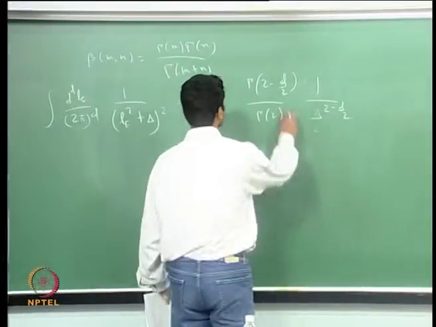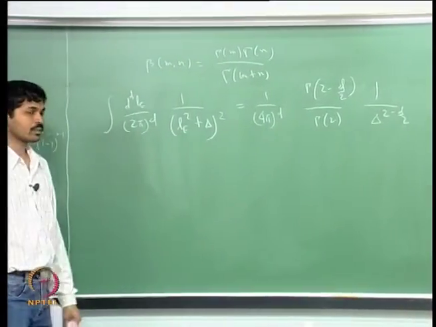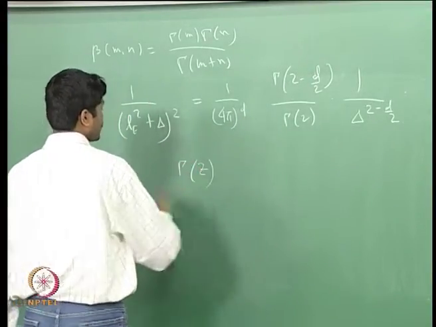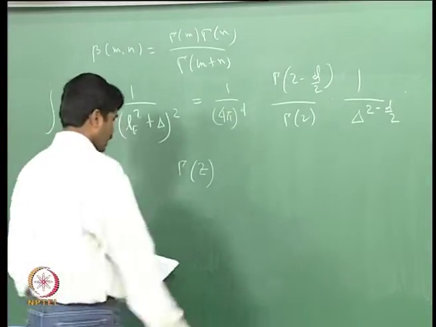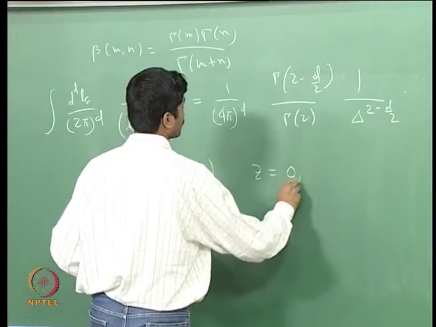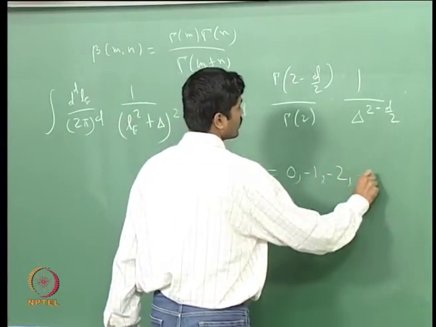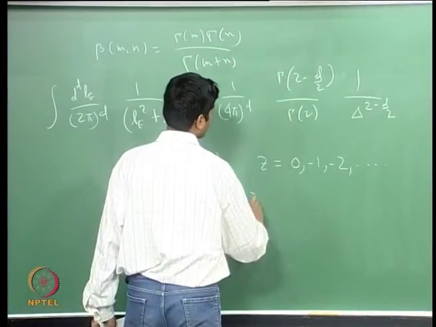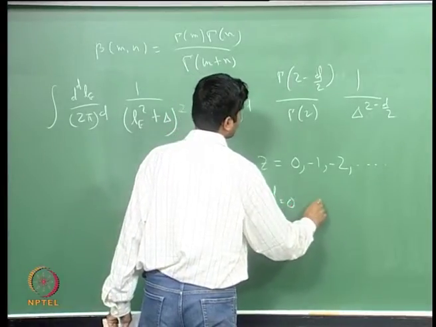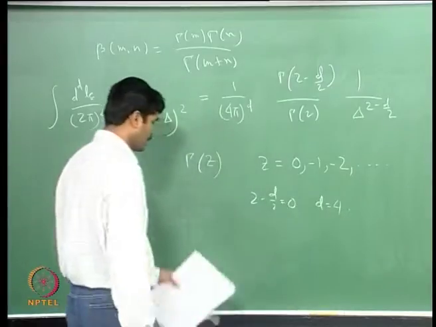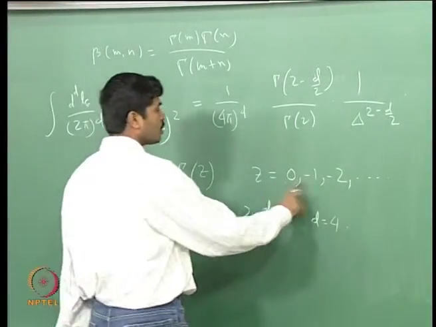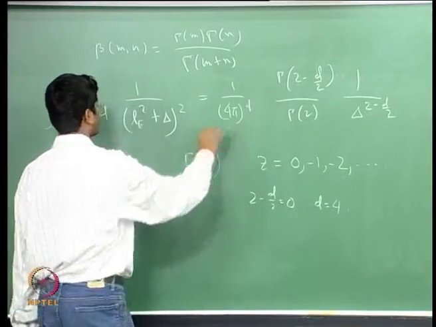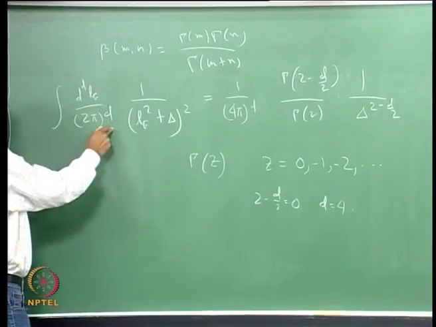So, this is what you will get, and then you can now see where the divergence is, because this gamma, if you just consider gamma of z, it has isolated poles when z becomes 0 or -1 or -2, any of the negative integers, and z equal to 0 corresponds to 2 minus d by 2 equal to 0 or d equal to 4. So, when d equal to 4, 6, 8 and so on, you will have singularities. The integration diverges, especially when d becomes 4.